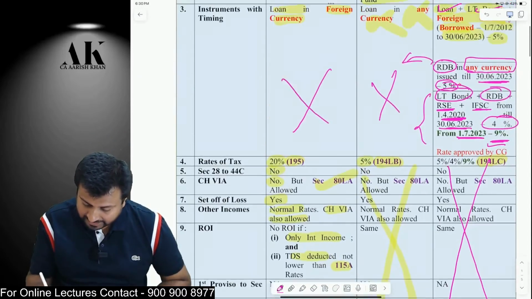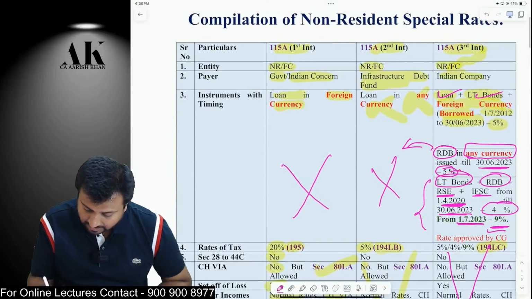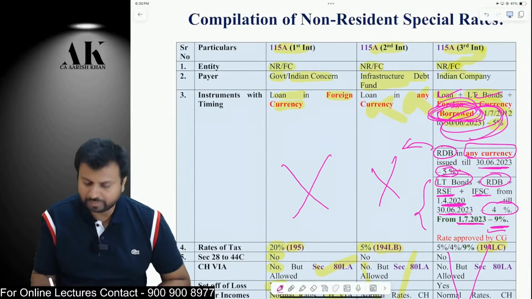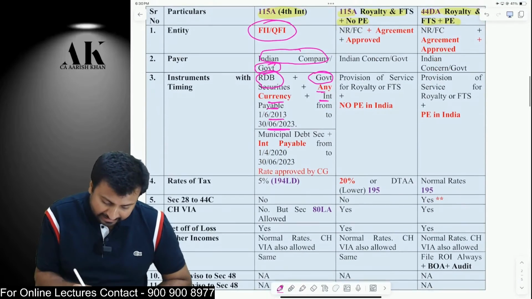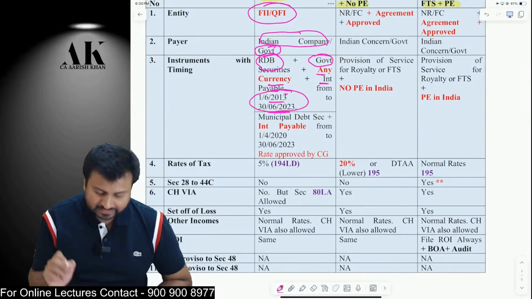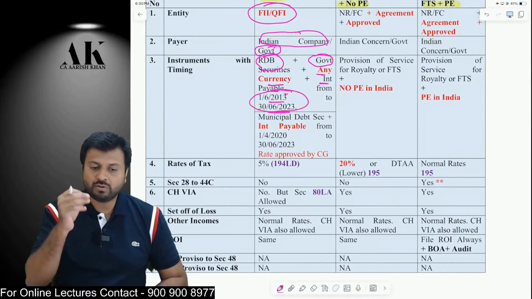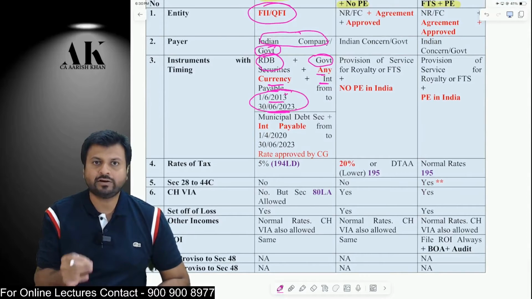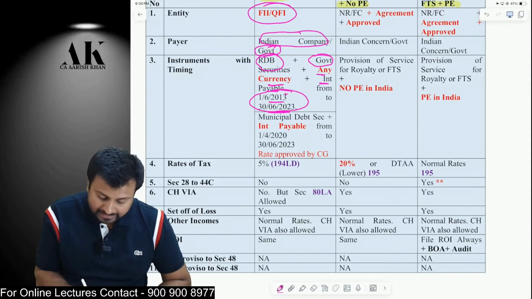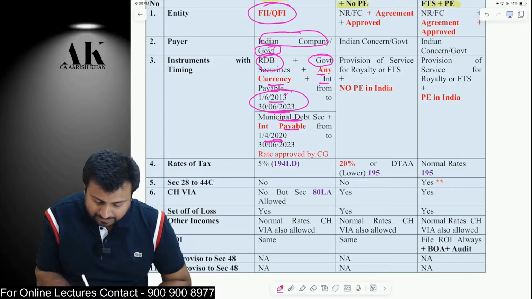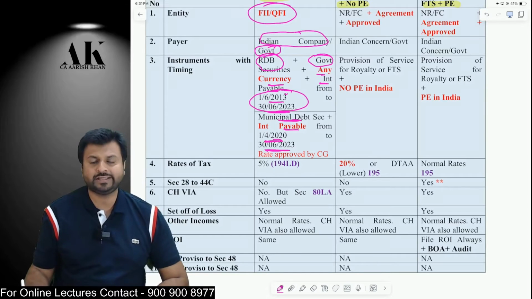In the third section, it was not interest payable. It was that the money should have been borrowed between this period. But here the interest should be payable between this period. Then it is covered over here. Apart from this, one more item is covered. Apart from government security and rupee denominated bond, municipal debt securities are also covered if the interest is payable between 2020 and June 2023.